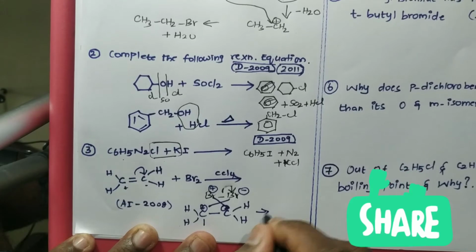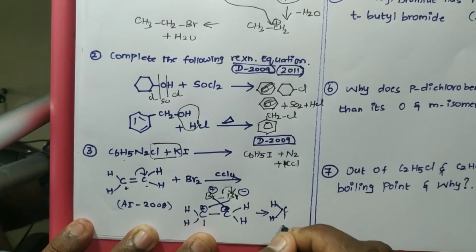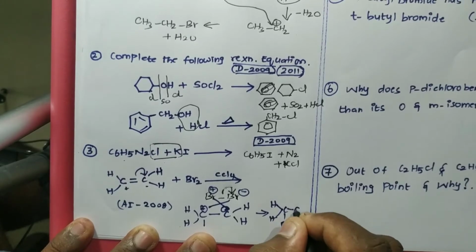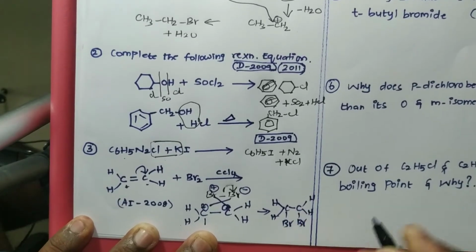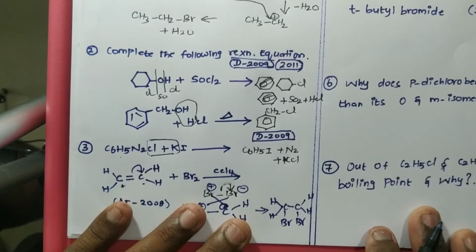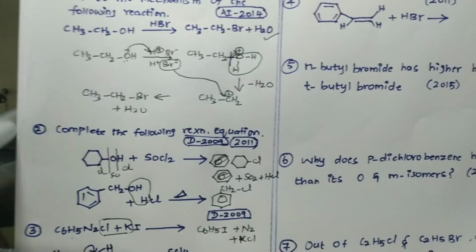Okay, now I'm getting the product like this: HC with one Br, here C with one Br, H. So I get a dibromide. Are you able to understand? This is a very, very important thing.